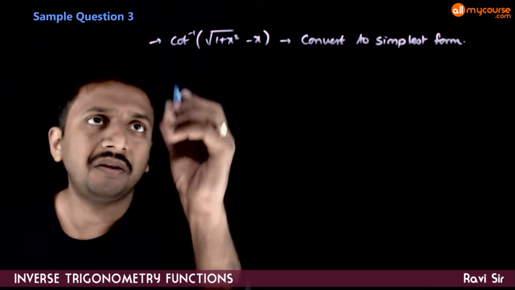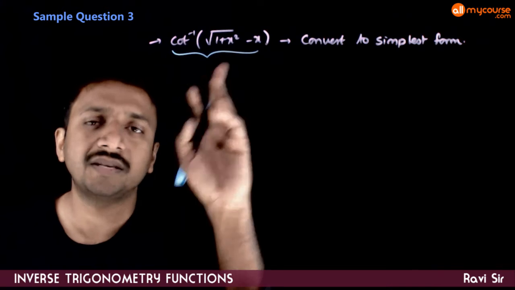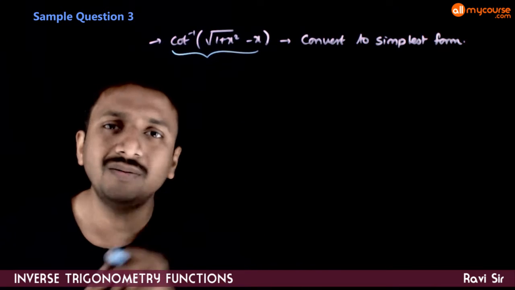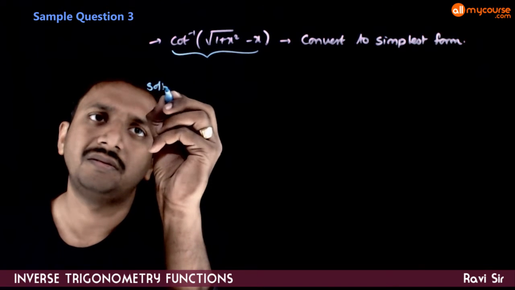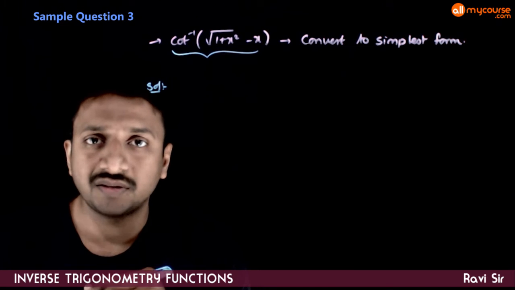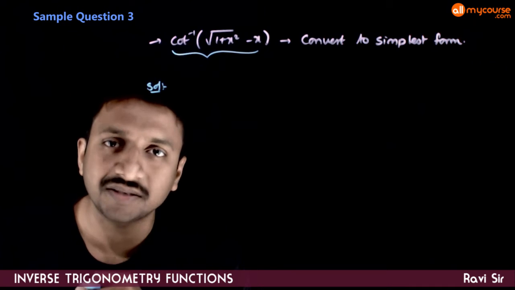In this question, we are asked to convert cot inverse of root of 1 plus x square minus x into simplest form. So how do we do this? The standard process is to use trigonometric identities.